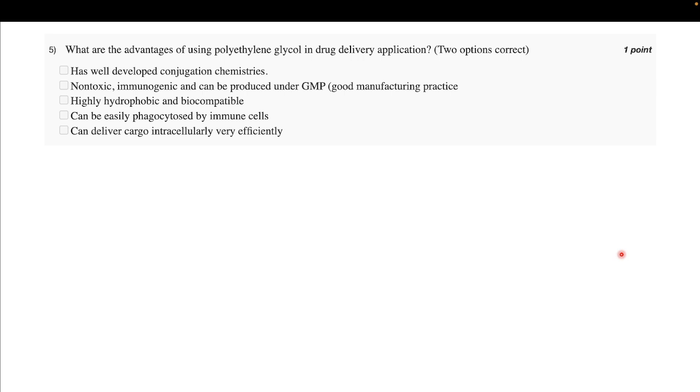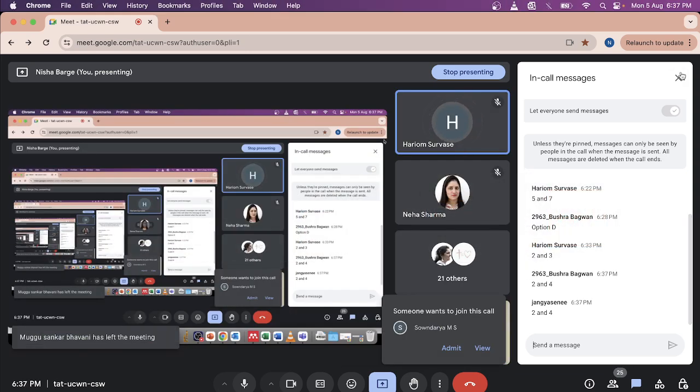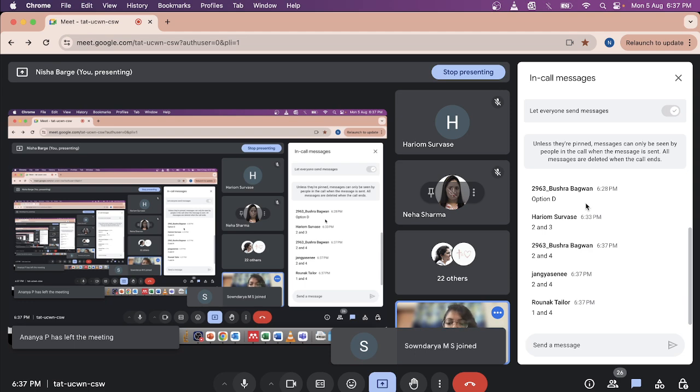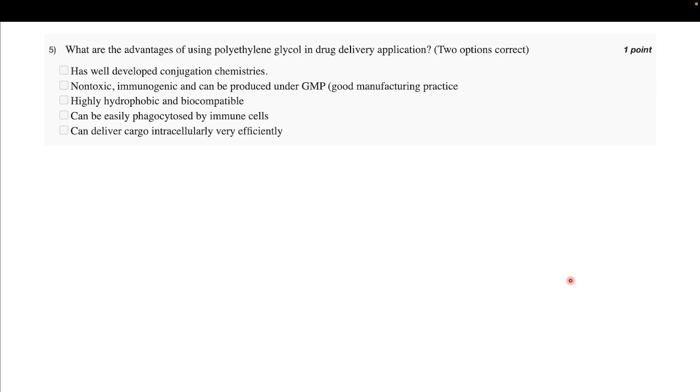Somebody trying to answer? Sorry, I couldn't hear you. Any volunteers? Are you trying to answer? Option 2 and 5. Okay, 2 is non-toxic and 5 can deliver cargo. Okay, thanks for answering. We'll look at the answer shortly. We have to select the advantages of PEG. Anybody else? Option 2 and 4, okay. Somebody is answering 1 and 4. Okay, we'll look at the correct option. Thanks for answering.